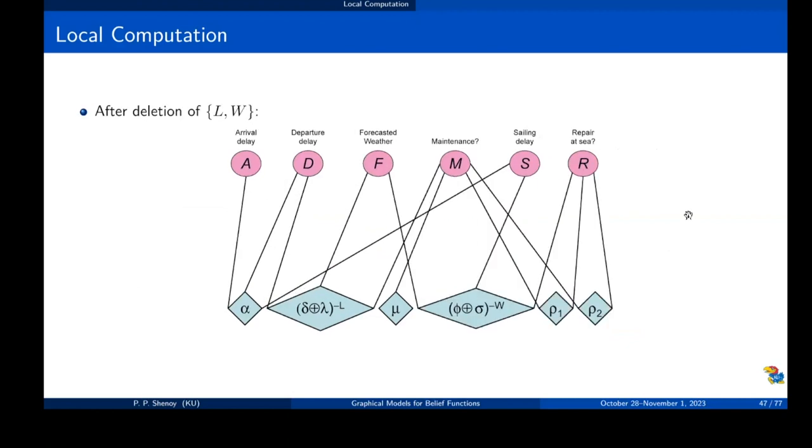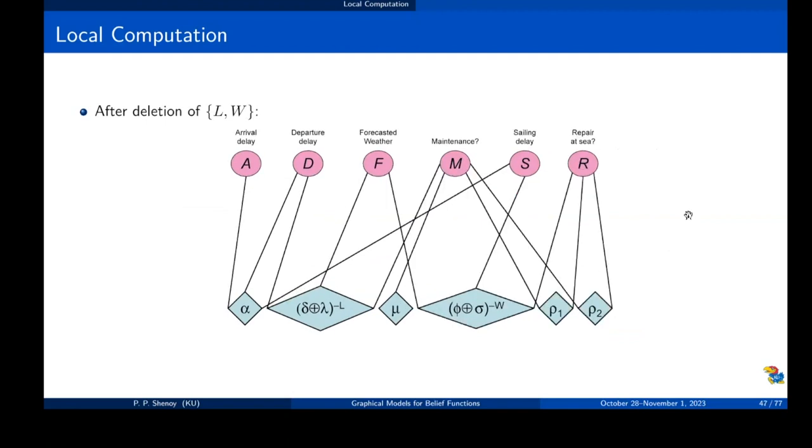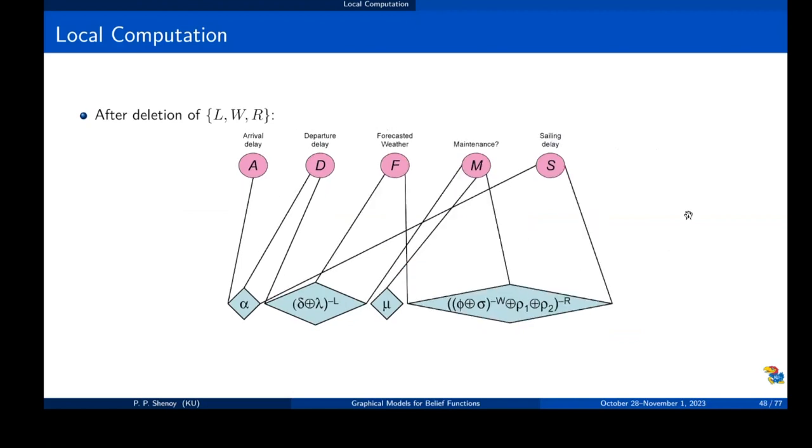After I remove L and W, I have these things. As you see, when I combine these things, they get bigger, right? So factors. Okay. So if I remove R, and recursively I do that, going back here, R is in the domain of row two, row one, and this. So I have to combine this thing and remove R from it. So I get something like that.